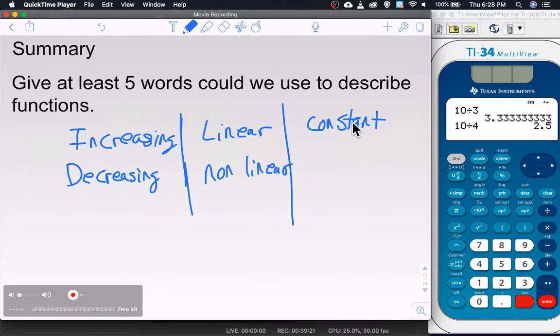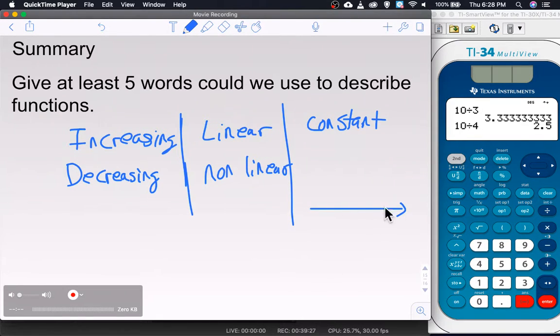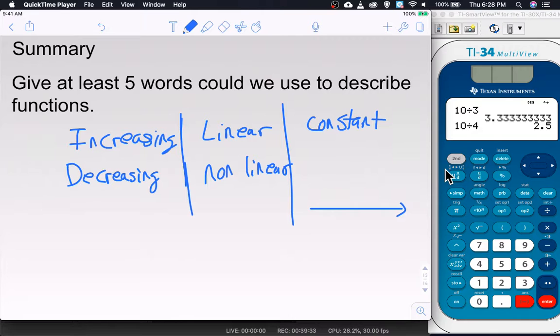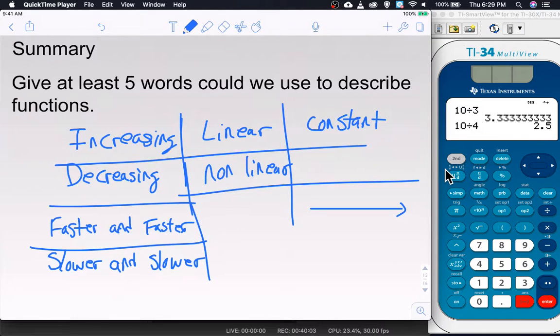Constant, by the way, was when your function was just a flat horizontal line like this. We'd say that the function is constant. It's not increasing or decreasing. It's kind of staying the same. So here are the 5 words that we used in this lesson to describe different functions. I have another one. We could say it's increasing, decreasing. We could say faster and faster, or slower and slower. I know that's not necessarily a word, but it's a more descriptive phrase we could use to describe functions. So I even got a couple extras in there.